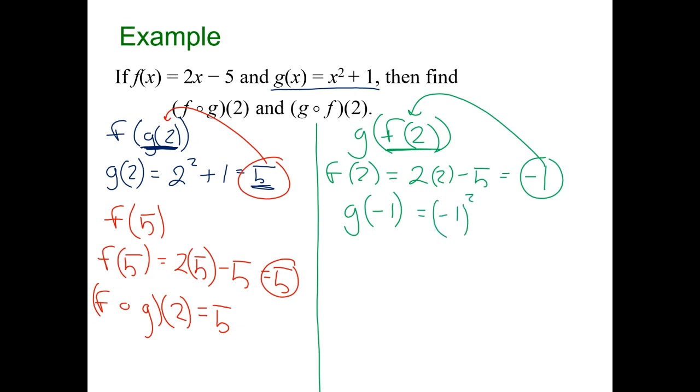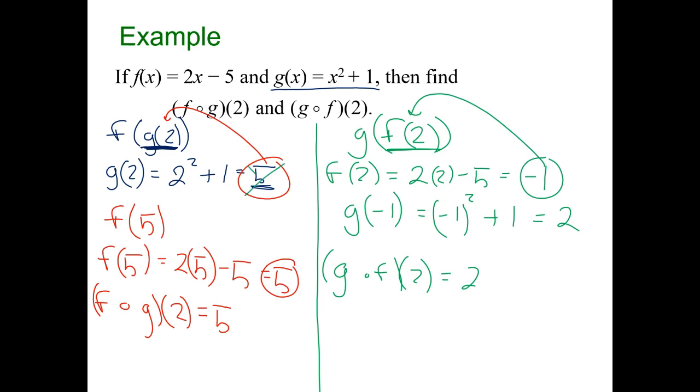-1 squared plus 1. What's -1 squared? 1. And then add 1 to get 2. So g of f of 2 equals 2. What about the -1? I already used it. The only thing we had the -1 for is to replace f of 2 and then evaluate again in order to get 2.